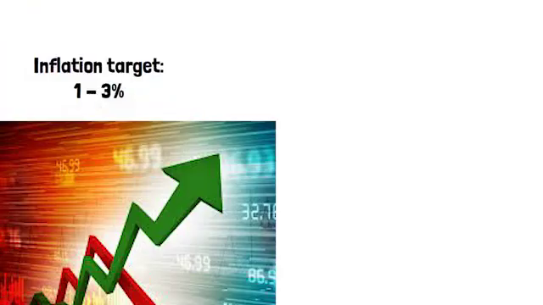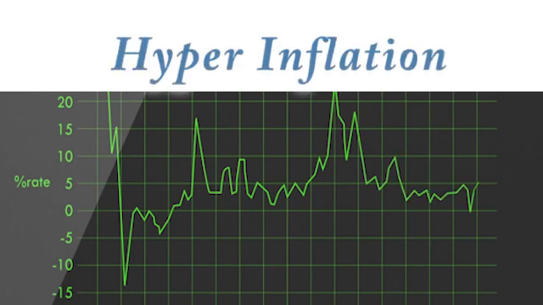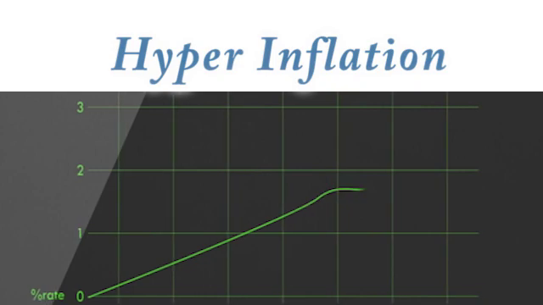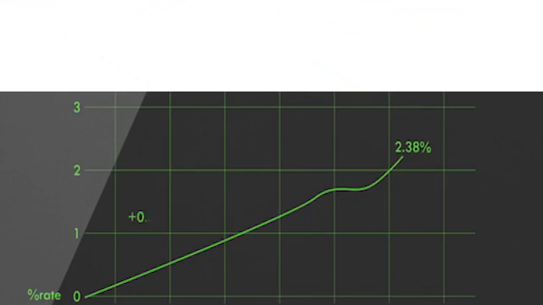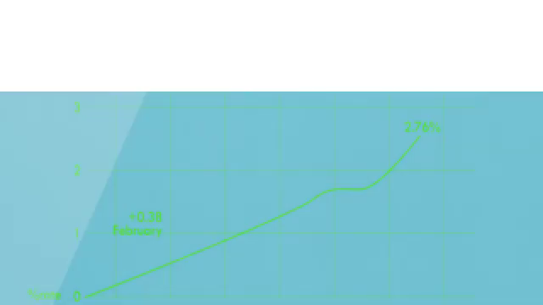Most countries aim for an inflation rate between 1 and 3%. When inflation is very high, it gets out of control and it is called hyperinflation. Here, prices rise faster and people lose confidence in the value of money.